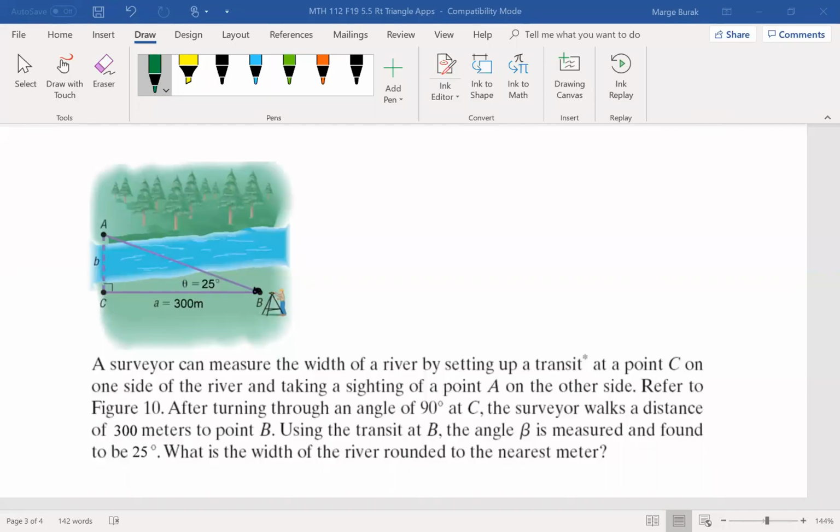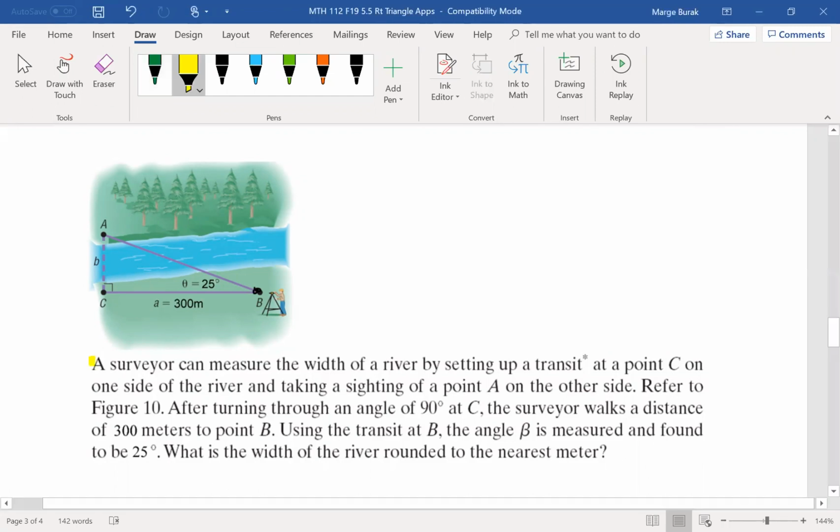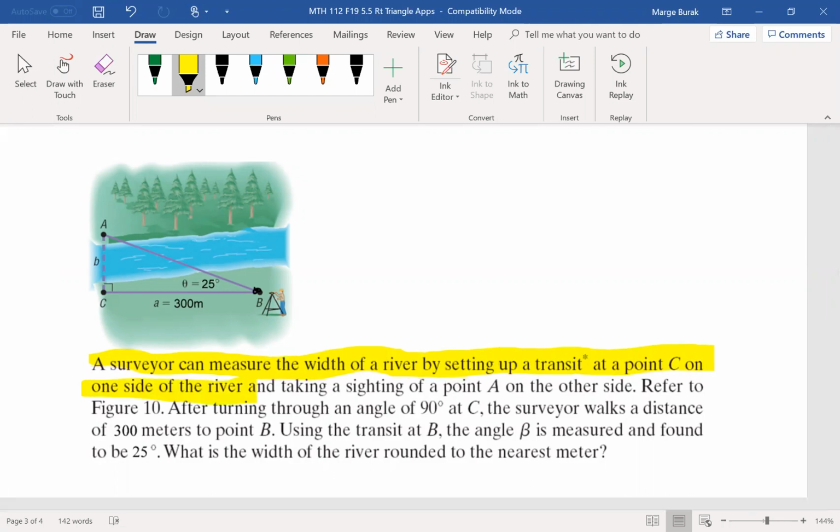Okay, let's do an application. So, first of all, a surveyor can measure the width of a river by setting up a transit at point C on one side of the river, check out the picture, and taking a siding of point A on the other side. Refer to figure 10, you can see up here.